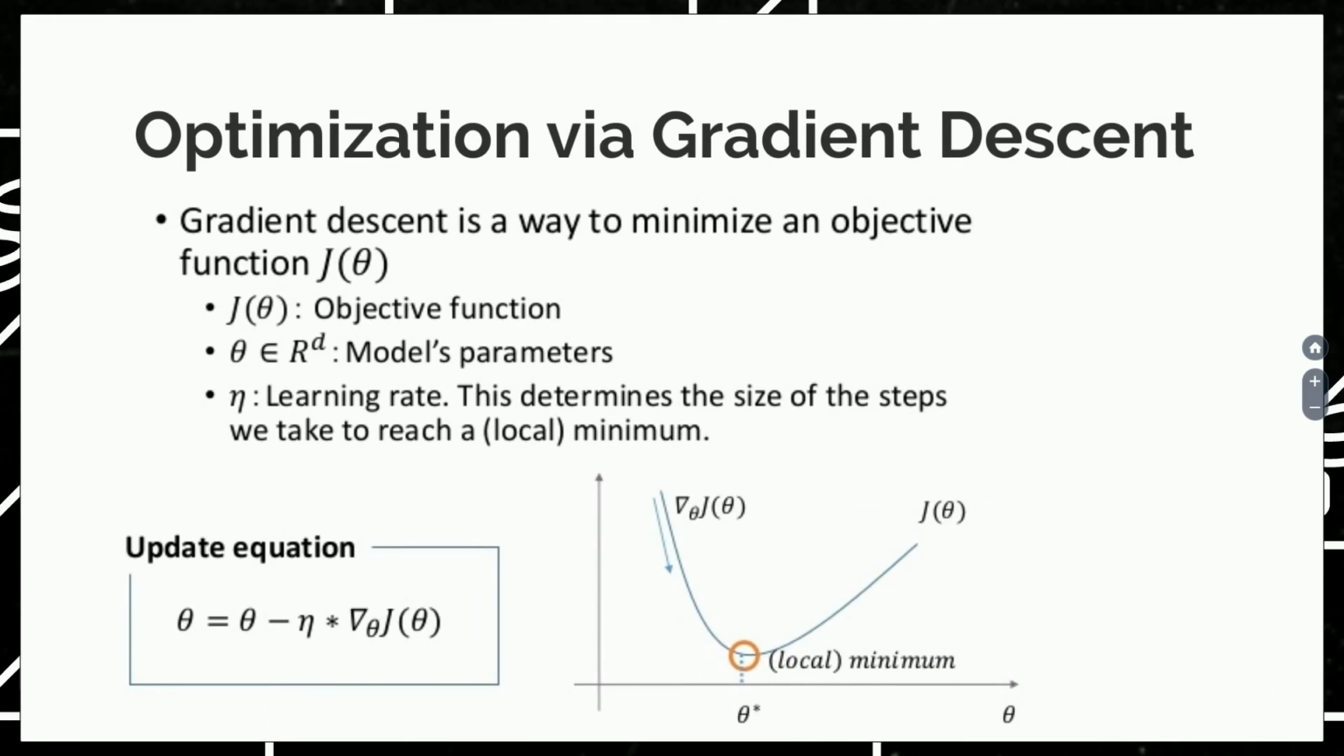So the first would be our optimization via gradient descent. Gradient descent is actually how we train all of these models to optimize their parameters. So here we minimize the objective function, whatever the objective function may be. Typically it's going to be your error, so we're trying to minimize error here, if that would be our objective function, over our model's parameters. Eta here, the Greek symbol, is going to be the learning rate, and it's going to determine the step size of our actual gradient descent.